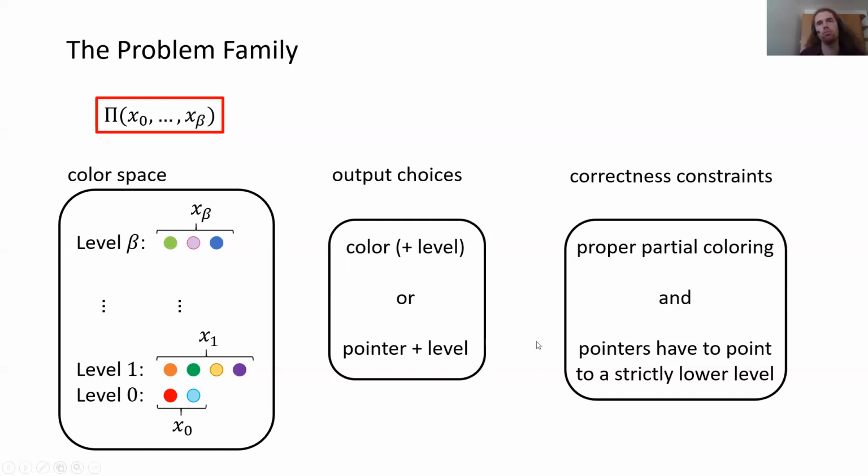Now such an output will be correct if it satisfies the following local constraints. First of all, the nodes that output colors, the colors we get from these nodes should form a proper partial coloring. Okay, so we cannot have any two nodes that are endpoints of the same edge that output both the same color. The second constraint is that if I output a pointer to a neighbor, then this neighbor has to have a strictly lower level than I do.